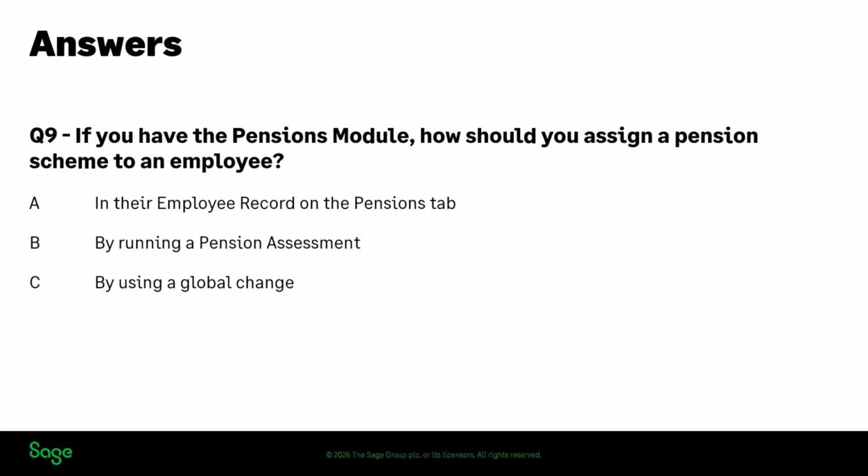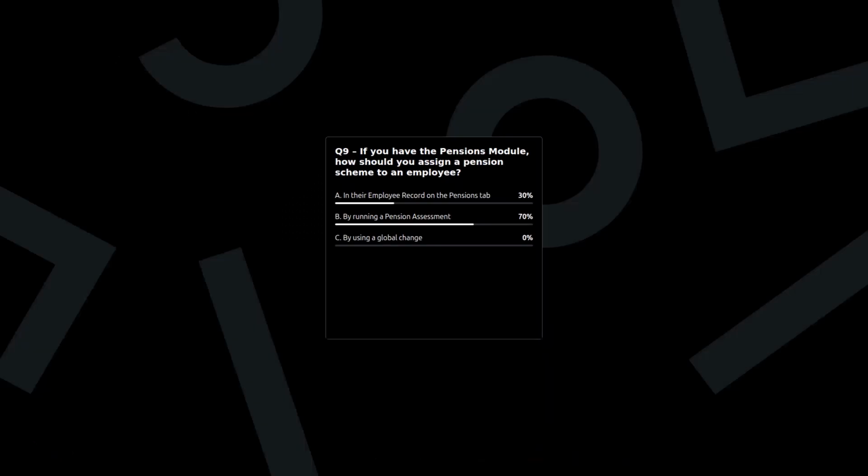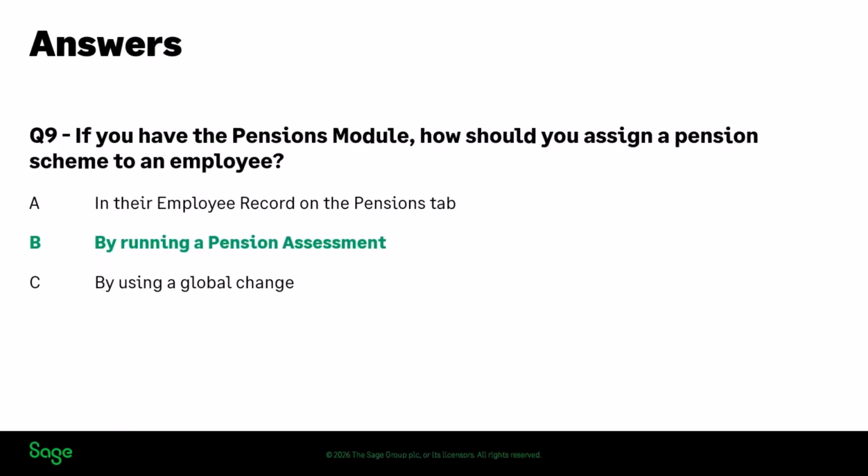So first question in this round was, if you have the pensions module, how should you assign a pension scheme to an employee? Let's take a look at what you said for this one. So a little bit of a split. We had 70% going for by running a pension assessment and 30% saying in the employee record on the pensions tab. So let's take a look at the correct answer for this one. And it is answer B, by running a pension assessment.